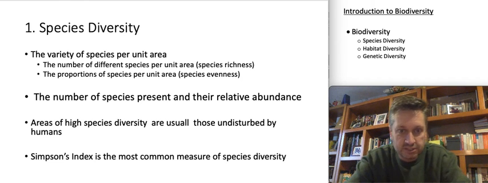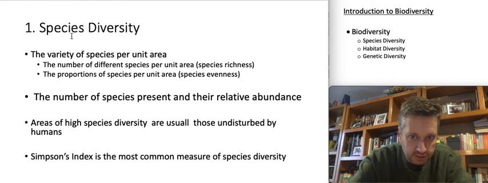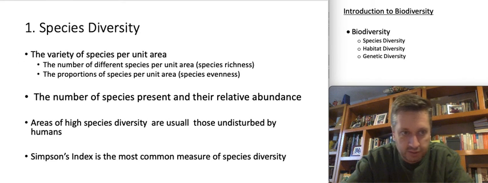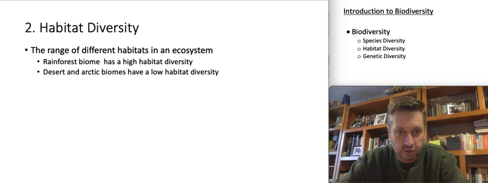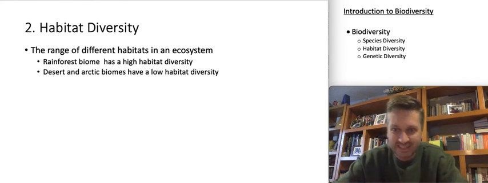I've said here that Simpson's index is our most common measure of biodiversity, and I will give you a reminder of that, as I said already, at the end of this little talk. Number 2, habitat diversity. Very, very straightforward thing to understand. It's just a range of different habitats in an ecosystem, or maybe I should have said in a biome.